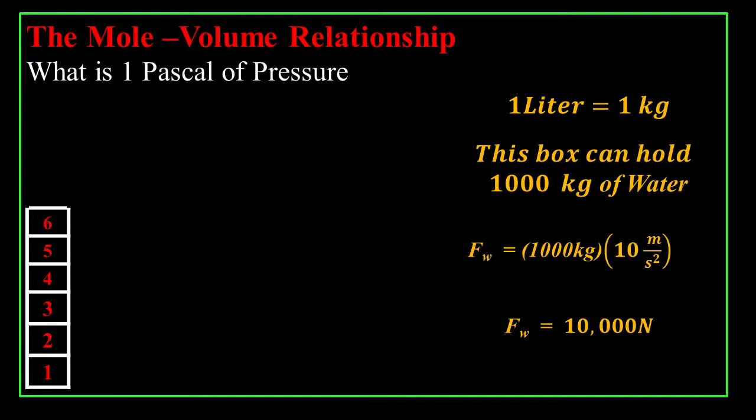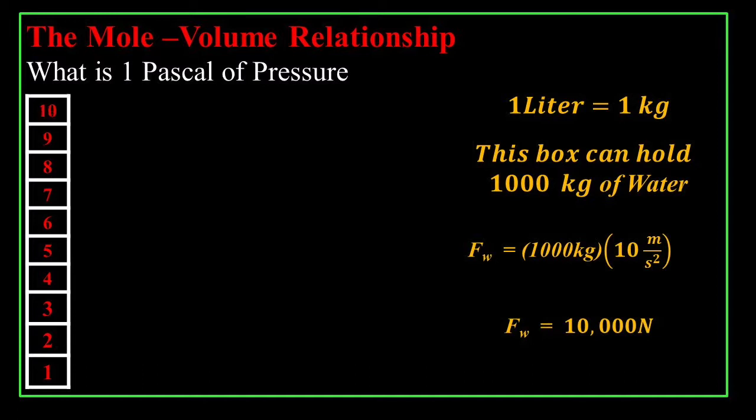Now, I'm going to make a stack of boxes, 10 boxes tall, so it'll be 10 meters tall. So what's 10 times 10,000? 100,000. So it's going to be 100,000 newtons per 1 square meter. Do you get that? All right, let's watch this.